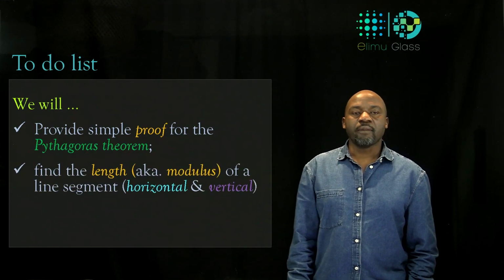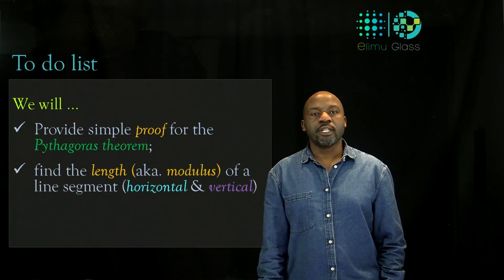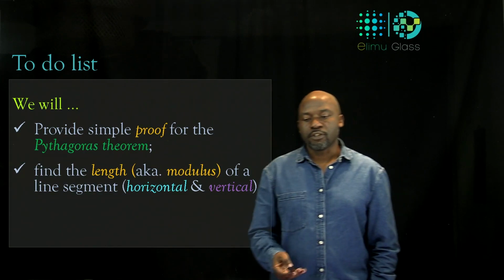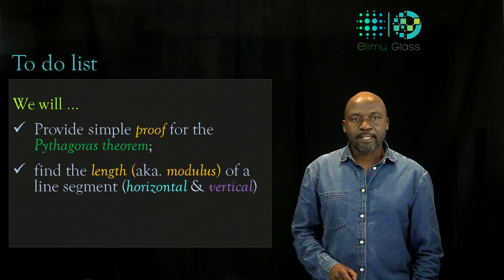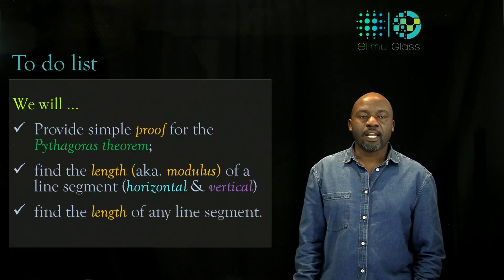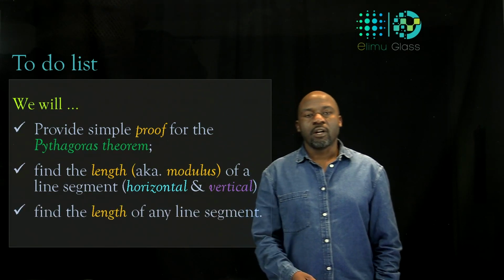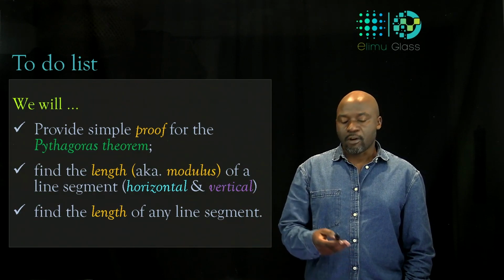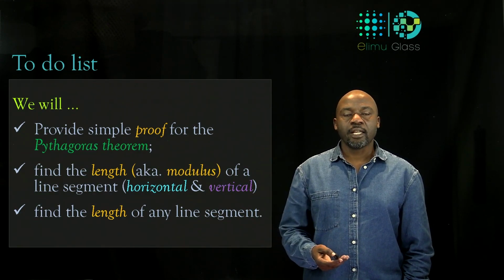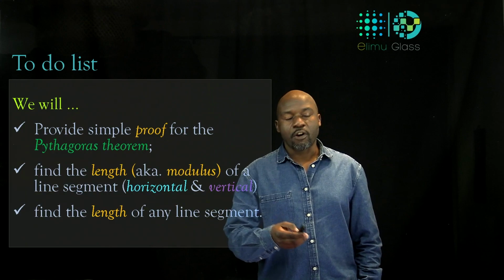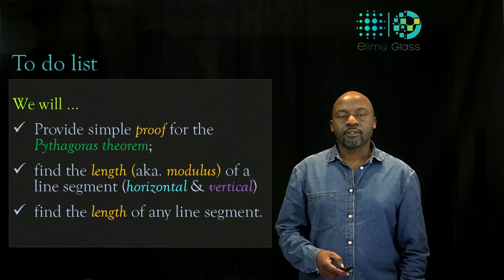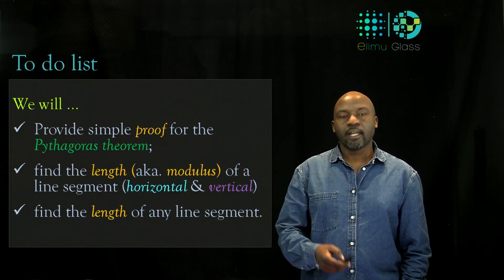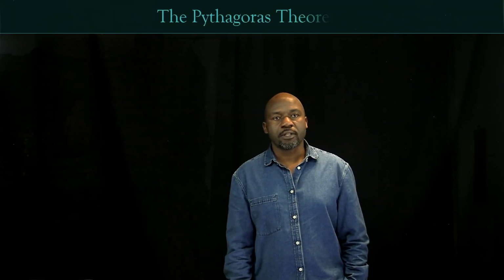Then, of course, we will remind ourselves of how we determine the length of a horizontal or vertical line segment. Okay, and lastly, we will see how to find the length of any line segment, horizontal, vertical, or oblique. Oblique meaning that it is neither vertical nor horizontal. Right, so let's move ahead and start by looking at the Pythagoras theorem.